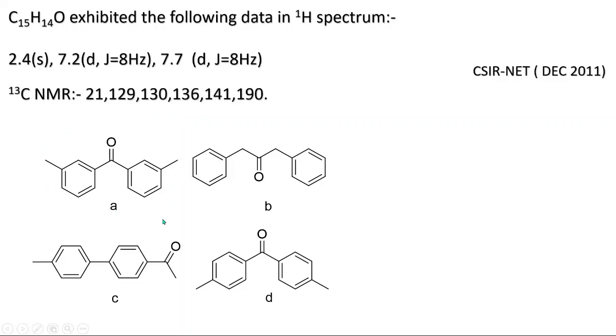How will we do that? If you see this 2.4 singlet, then 7.2 doublet, J equal to 8 Hz, and 7.7 doublet, J equal to 8 Hz. So both are 8 Hz, which means these two are coupling partners. And 7.2 and 7.7 are coming under the aromatic region, and the 2.4 is sp3 hybridized carbon attached protons. So from these three values, there are three different kinds of proton environment.